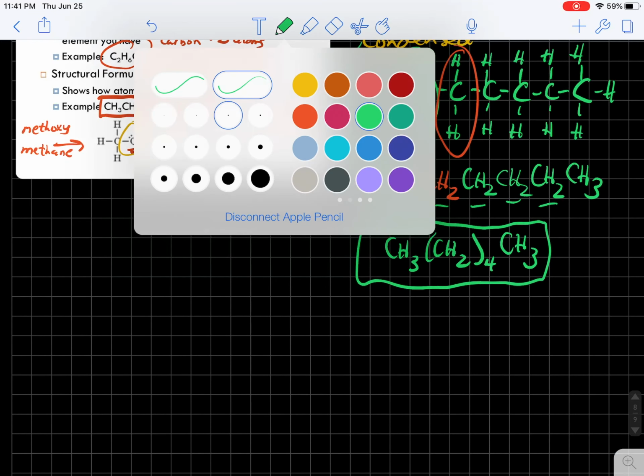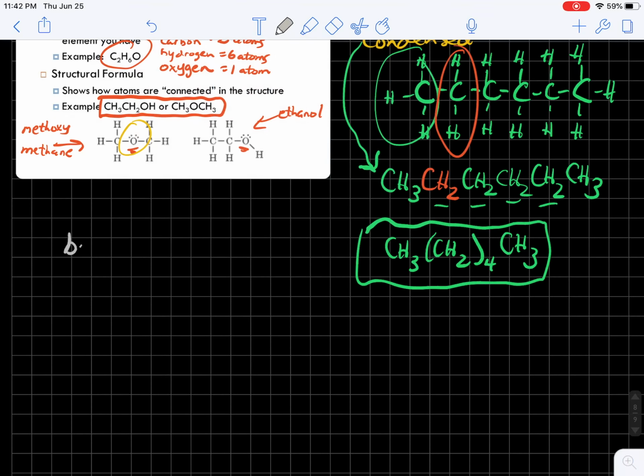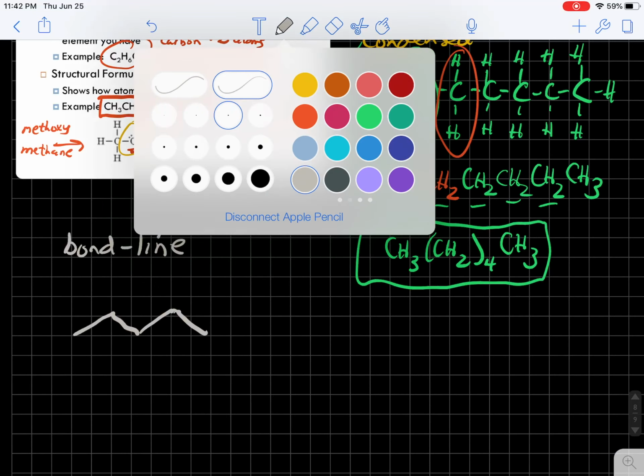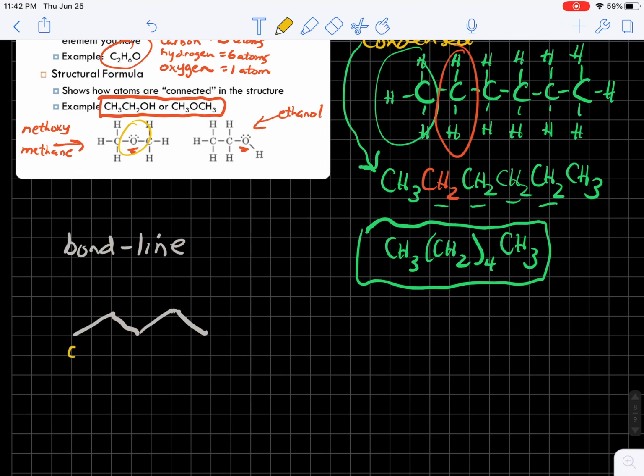We're also going to use in this course something called a bond line structure. And in a bond line structure, in organic chemistry, we assume carbons and we could care less about the hydrogen. So if we're drawing hexane with a bond line structure, we just draw these lines. And at each vertex and each endpoint, we assume there's a carbon. So I'm going to write in the assumed carbons, then I'm going to erase them. That there would be a carbon here and here and here and here and here.